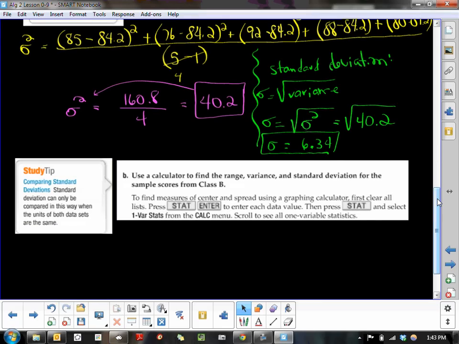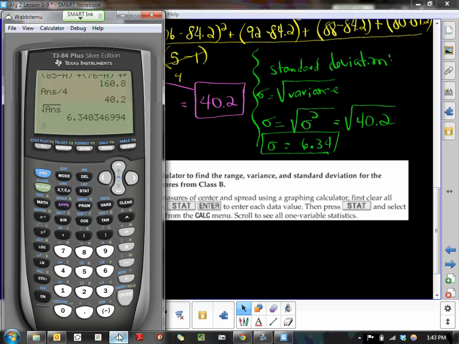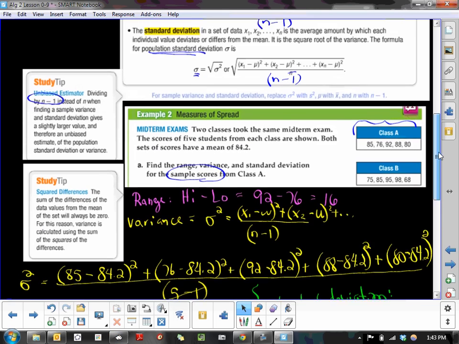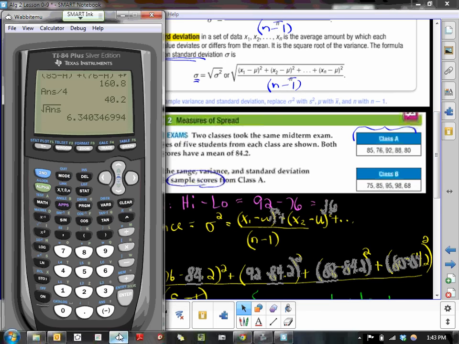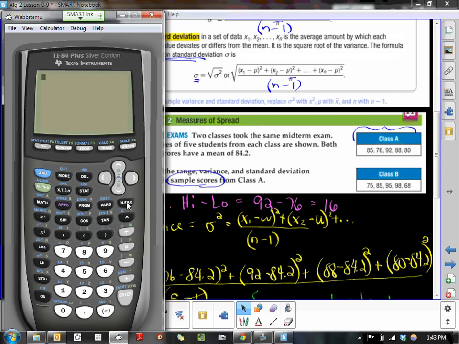Now in set B, question B, they want you to use a calculator to find the range, variance, and standard deviation for the sample scores for Class B. So now I'm going to show you how to do this using the stat feature of your calculator rather than having to go through all the calculations by hand. So this will be an alternative. You should be able to work it both ways, both without the stat edit list feature of your calculator and with. In order to do this, we want to be able to put our Class B data into our stat editor.